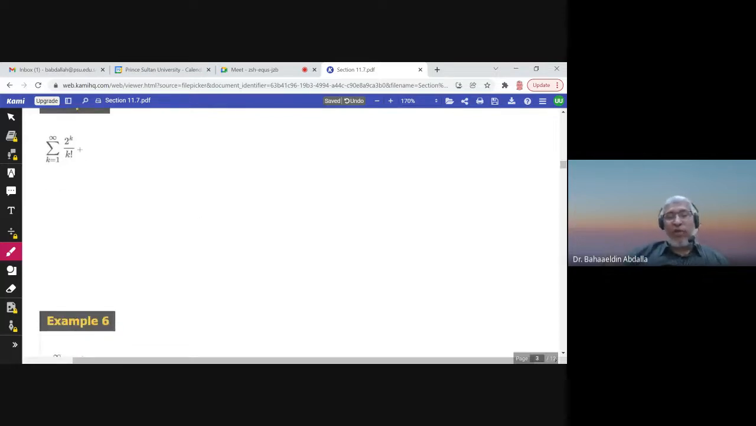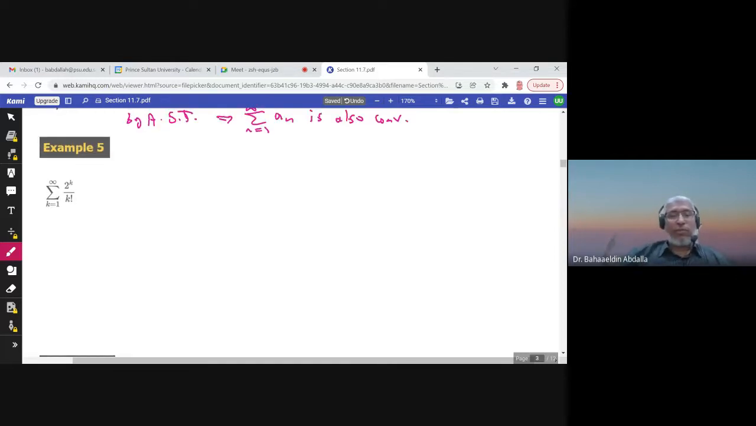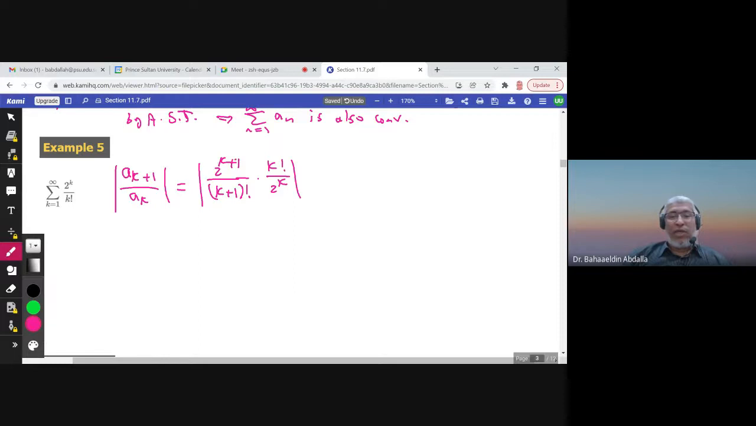Here we have factorial and 2 to some power. So immediately I use ratio test. a_{k+1} over a_k: 2 to the power k plus 1 over (k plus 1) factorial, multiplied by k factorial over 2 to the power k. This cancels with this.